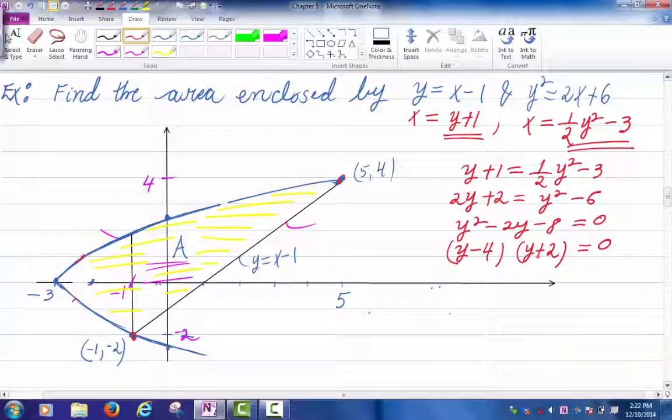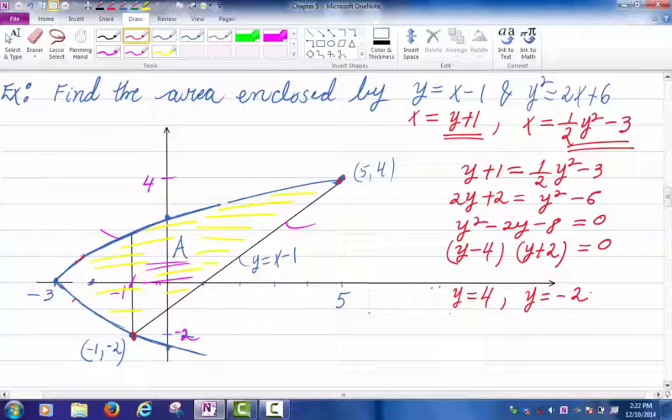Once I know y, from here I get y is 4 or y is negative 2. When y is 4, I can plug in 4 here and get x to be what? 5. When y is negative 2, I get x to be negative 1. So that's why I have the intersection at negative 1, negative 2, and the intersection at 5, 4, right? Everybody is clear? So that completes my picture.